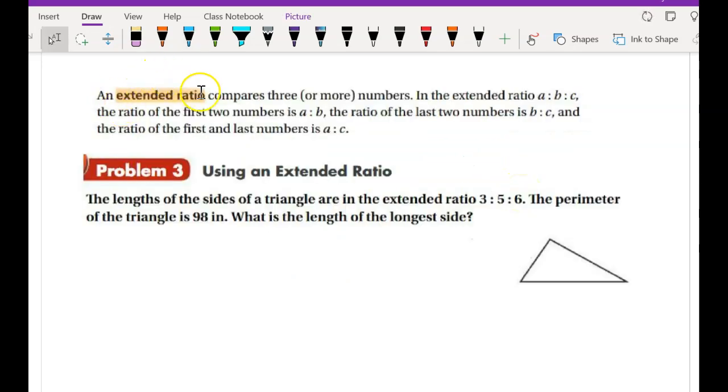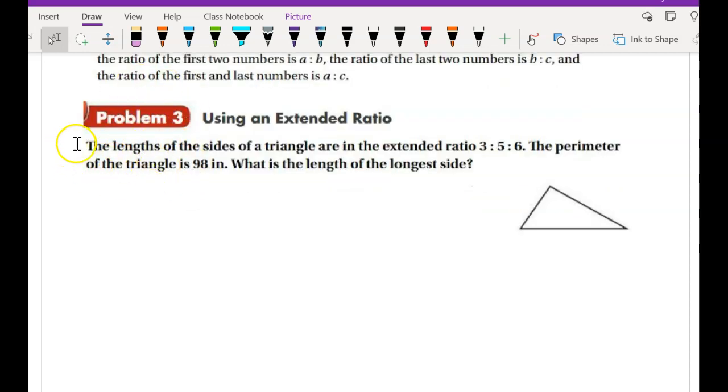Okay, now we're going to talk about extended ratios. So an extended ratio compares 3 or even more numbers. So in the extended ratio A to B to C, the ratio of the first 2 numbers is A to B, the ratio of the last 2 numbers is B to C, and the ratio of the first and last numbers is A to C.